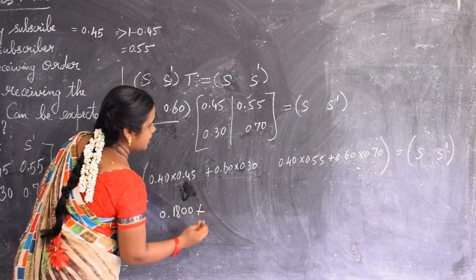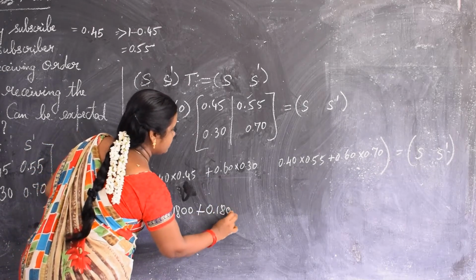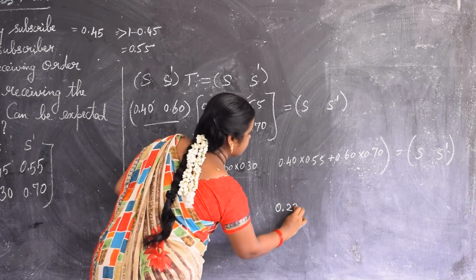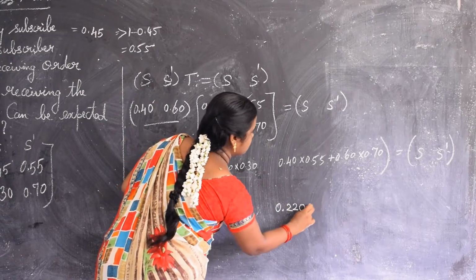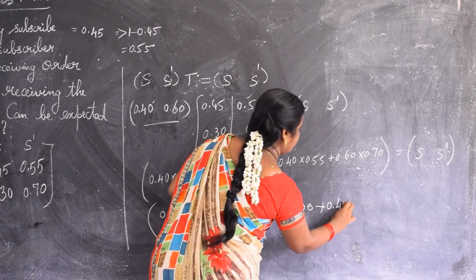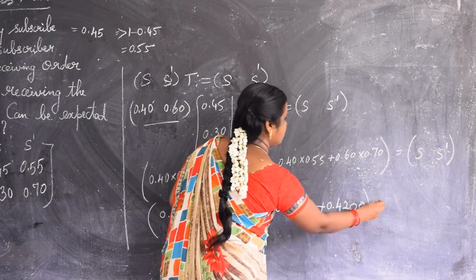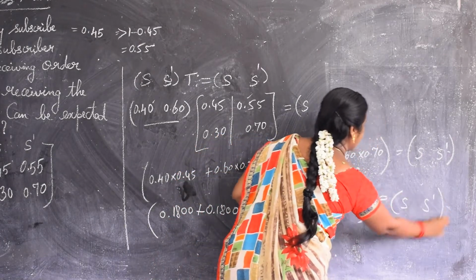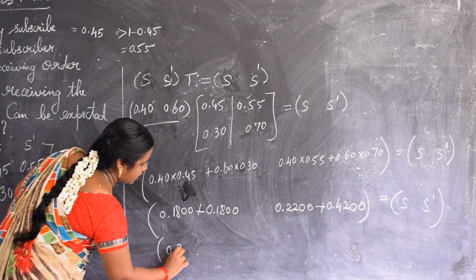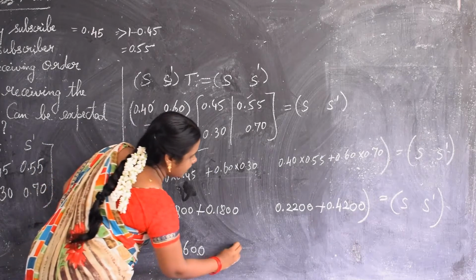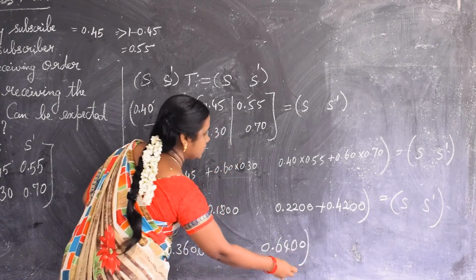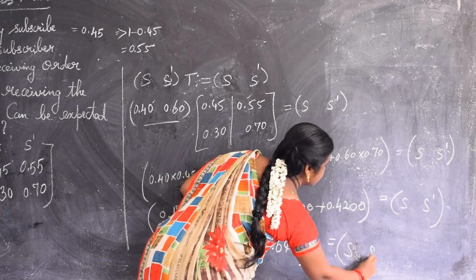0.1800 plus here also 0.1800. Again no room. 0.2200 plus 0.4200, which is equal to S, S dash. Have you understood? Now you add this, you will get 0.3600. Here if you add this 0.6400, which is equal to S, S dash.